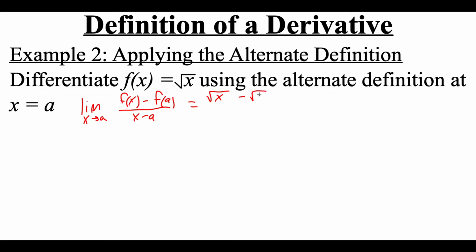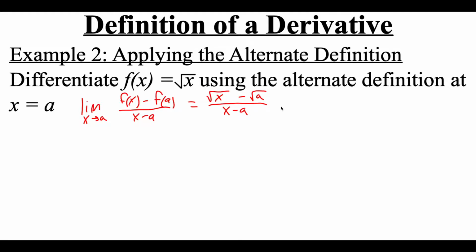So this is going to be the square root of a, and then this is all over x minus a. Now, in order to get things to clean up in here, we have to do a little rationalizing with the numerator. So I see the square root of x minus the square root of a. So what we're going to do to rationalize this is multiply by the conjugate.